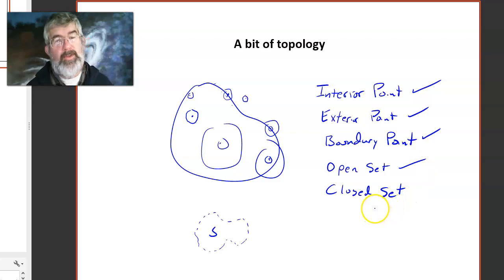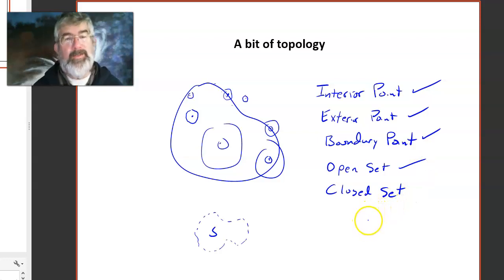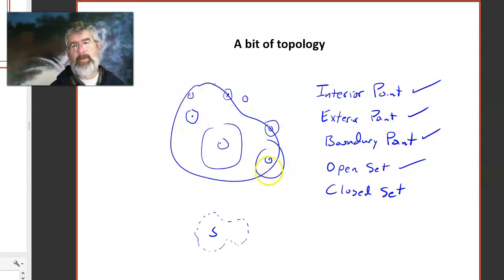Likewise, a closed set is a set that contains all of its boundary points. So I think the way I drew this original one would be a closed set because it has all of the boundary points included.